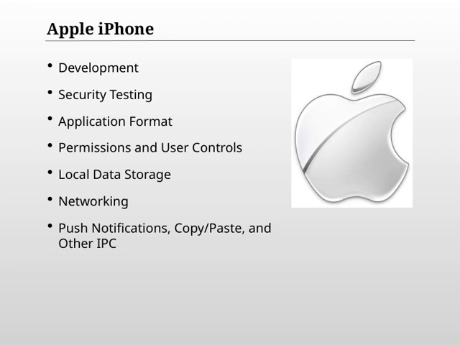Permissions and user controls are also key, giving users the ability to manage what data and features an app can access. Local data storage is another important point. Storing data securely on the device helps protect user privacy. Networking features enable apps to connect and communicate over the internet, but this also introduces security considerations. Additionally, push notifications, copy and paste functions, and other inter-process communication mechanisms need to be implemented carefully to prevent vulnerabilities. All of these elements, development, security testing, permissions, data storage, and communication, are interconnected. They form the foundation for building secure, user-friendly iPhone applications that respect user privacy and data security.